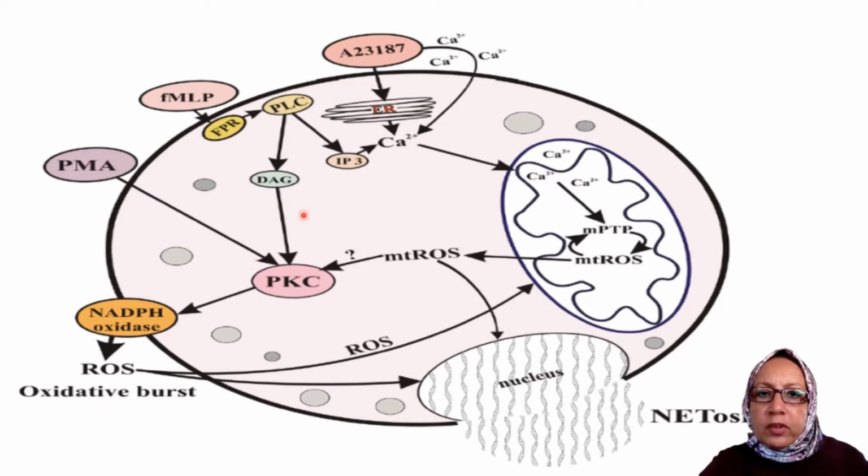One of them is important, the A23187. A23187 is a calcium ionophore, which means a mobile ion carrier that forms stable complexes with divalent cations like calcium. This one will mobilize the calcium from inside the endoplasmic reticulum.